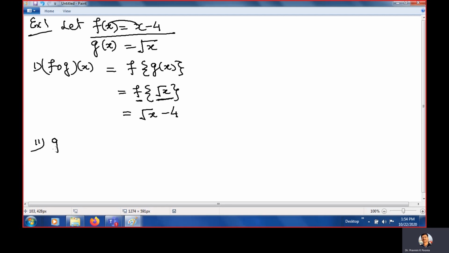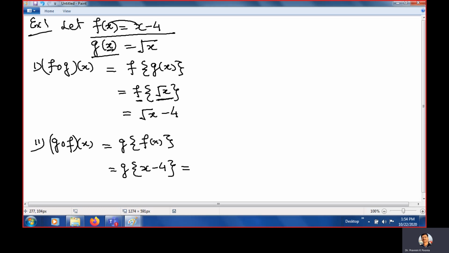What is question number 2? Find g composition f. It is g of f(x). So here first you will put the value of f(x), and the value of f(x) is x minus 4. Then see the definition of g. The definition of g says if x is here, it changes into square root of x. So we are just putting the square root here. Clear? So this is the square root of x minus 4.